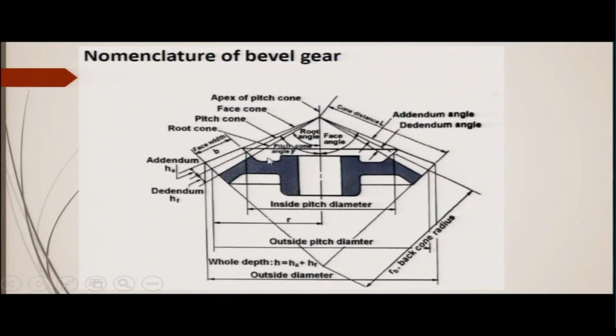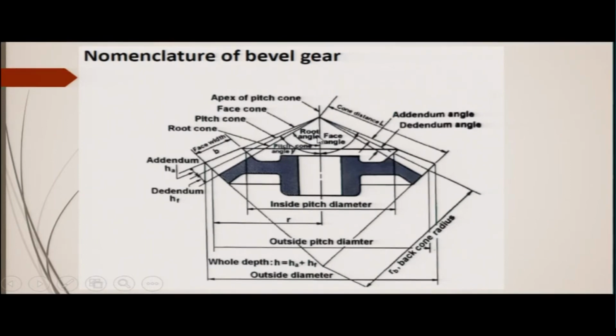Now, there are two more angles. One is the face angle between the axis and the line, which we call the face cone. This line you see and this axis, this is the face angle, and this is the pitch cone angle, this is the root angle. Pitch cone angle is between the pitch line or the pitch cone and the center line.